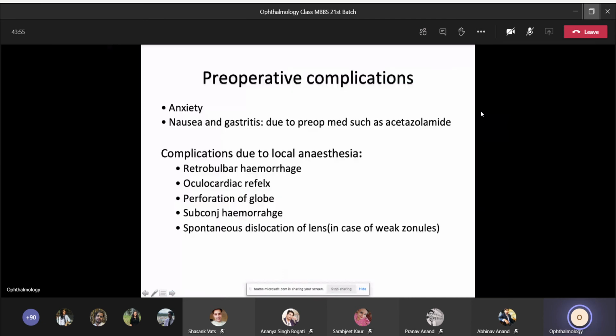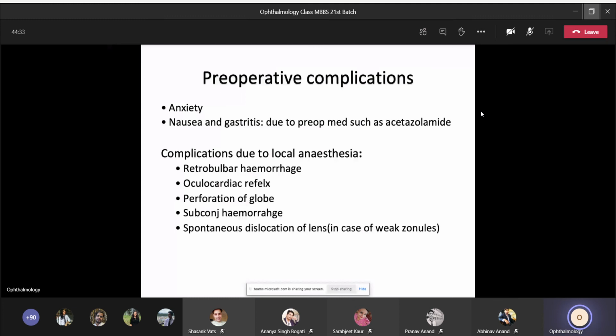Now we'll discuss the complications of cataract surgery. First we'll discuss the preoperative complications. Usually these are anesthesia-related complications. Since we are giving retrobulbar anesthesia or peribulbar anesthesia, sometimes complications might be there. Sometimes there may be retrobulbar hemorrhage. Sometimes the patient may go into shock if the extraocular muscles are touched. That is known as the oculocardiac reflex.